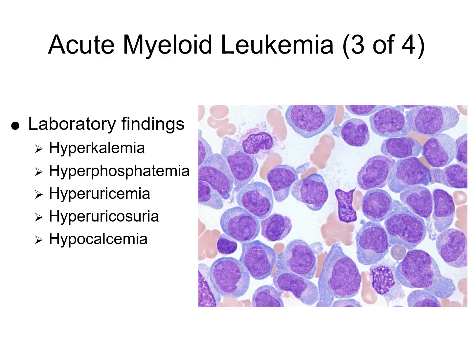For laboratory findings for acute myeloid leukemia, as mentioned earlier, we can have hyperkalemia, which is elevated potassium, hyperphosphatemia, which is increased phosphate, and hyperuricemia, which is elevated uric acid in the blood, due to rapid cell turnover. Hyperuricosuria is excess uric acid excretion in urine. Hypocalcemia is low calcium levels, which is often secondary to phosphate imbalances. These findings are frequently associated with tumor lysis syndrome, which once again is that complication seen with acute myeloid leukemia during rapid cell breakdown.